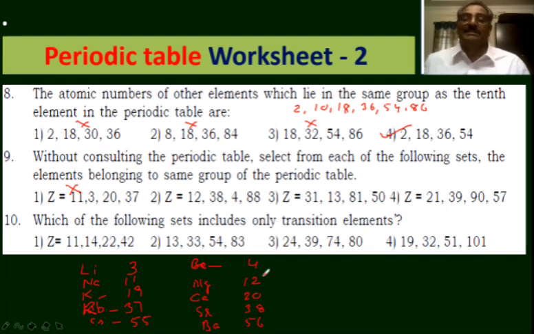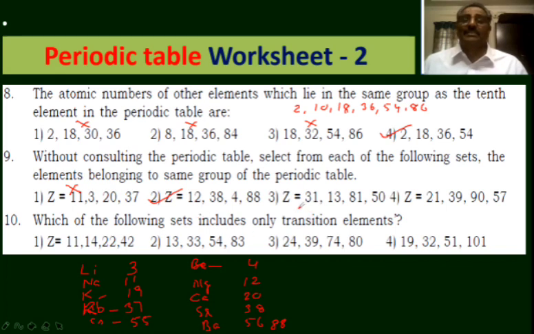So what are the numbers present here? 4, 12, 20 is missed, 38 is present, 56. After 56, we get the atomic number of the next element by adding 32. That is 56 plus 32, 88. 12 is present here, 4 is present, 38 is present, 88 is also present. So the second option is the right option.